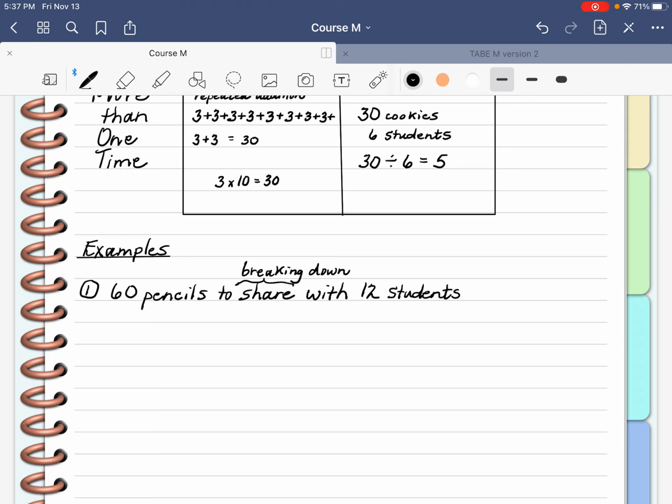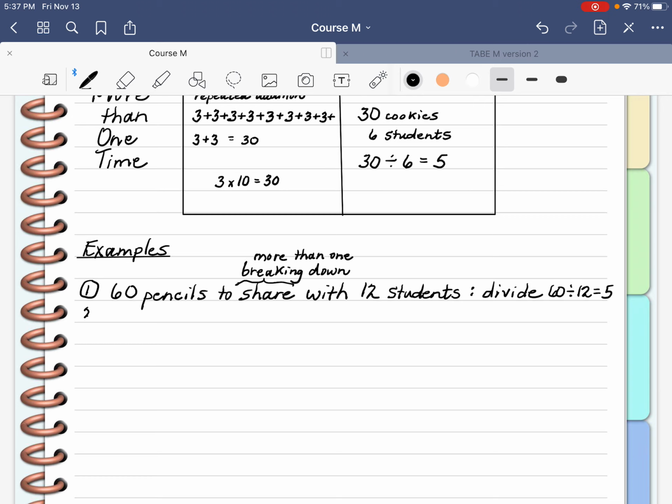Okay, the question is, am I breaking it down one time or 12 times? And I'm doing it 12 times. There's more than one student. So breaking down more than one is division. So this math problem would be 60 divided by 12, which is 5.